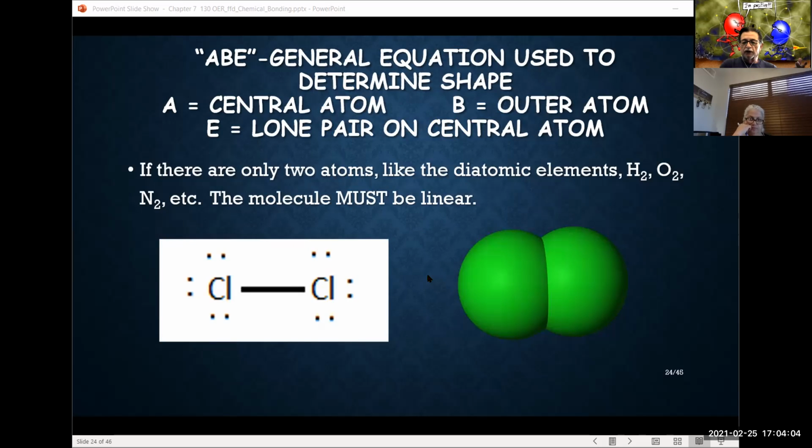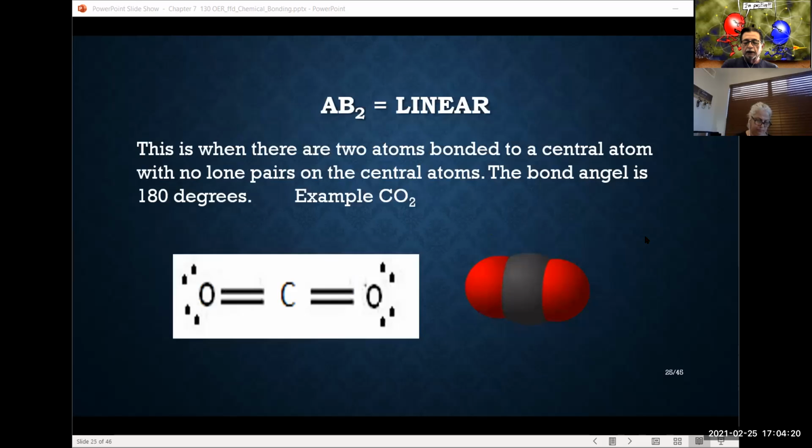A lot of diatomic compounds are very simple and straightforward. They're linear. You only have two atoms bonded together, and that's it. So we have chlorine, bromine, hydrogen, etc. Now we have another example, the AB2, that's also linear.